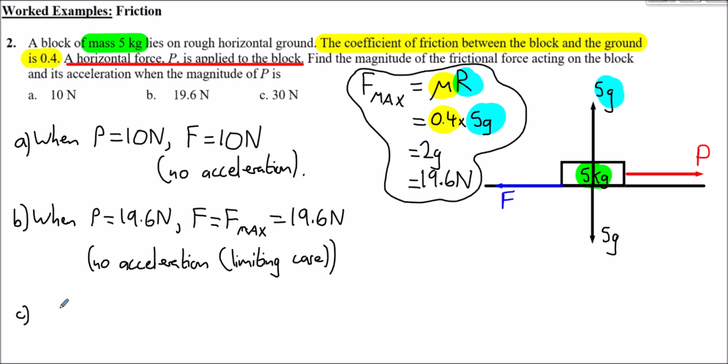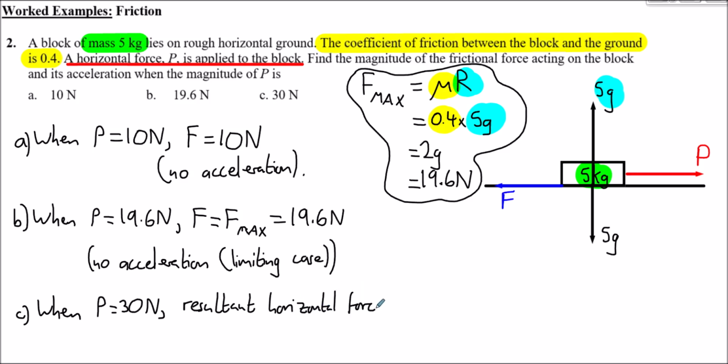So C, when P is 30 newtons, pardon, the resultant force going horizontally, that's going to be P, which is 30, minus F, which will be F max, which will be 19.6. 30 take 19.6. That's going to give us 10.4 newtons.